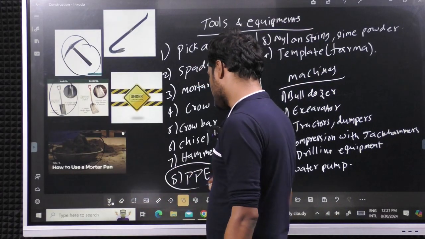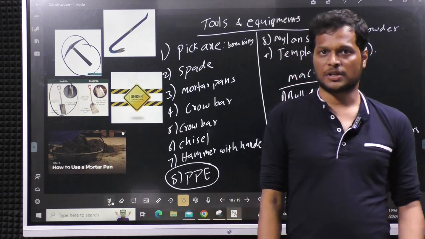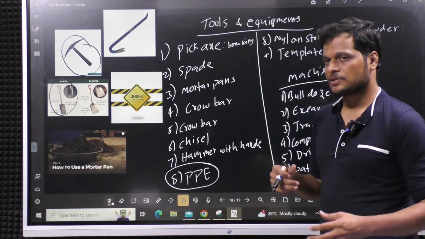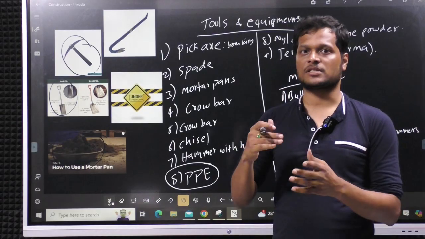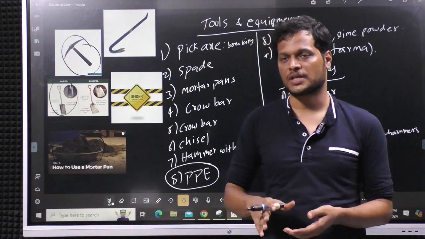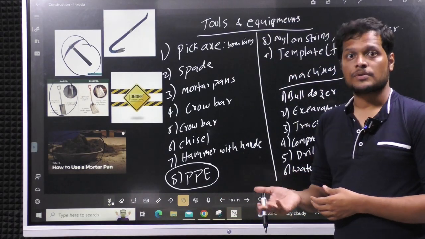Maybe they may ask what PPE is. For every laborer we have to provide personal protection equipment, whether it is a uniform or a helmet. Depending on the situation, the personal protection equipment list will change. Gloves, safety shoes, like this.